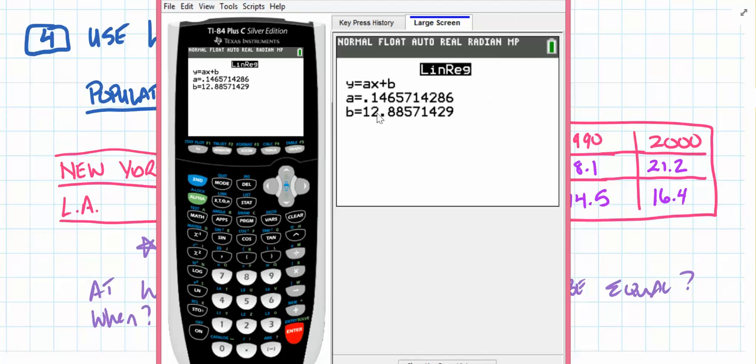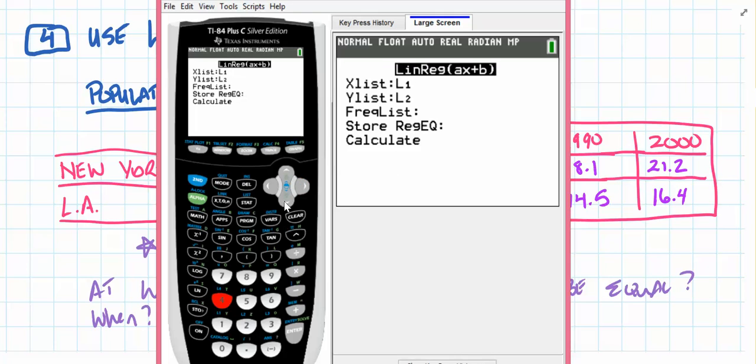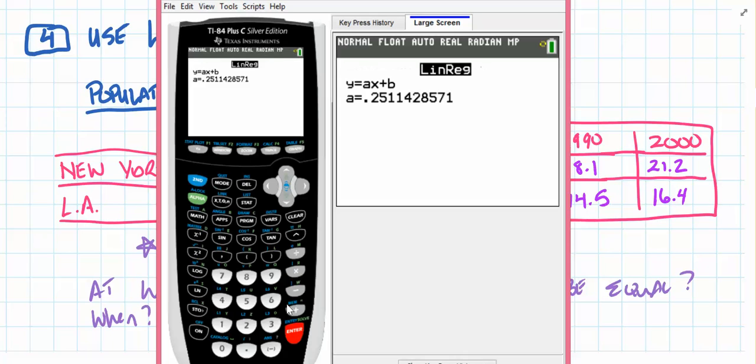Now I'm going to go to stat, calculate. I'm going to do a linear regression again, option 4, except this one I'm going to change from L2 to L3. So go second, 3, that changes it to an L3 because I want my third list in there being LA. Enter, enter, enter. And I'm getting a linear regression of 0.25x plus 3.8. So I'm going to write that down, make sure I remember it.